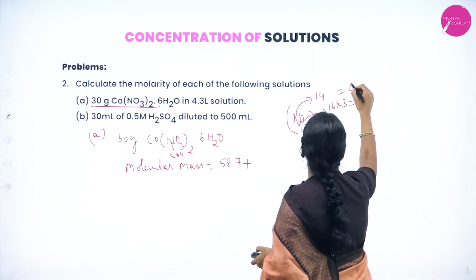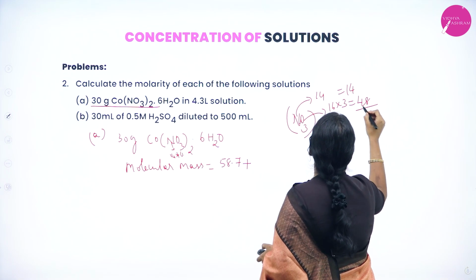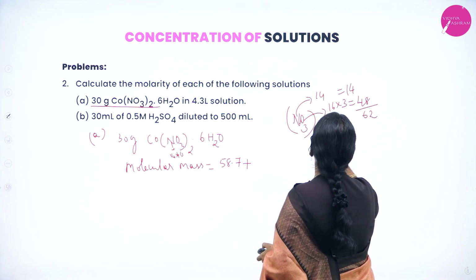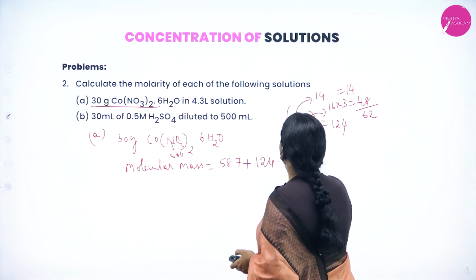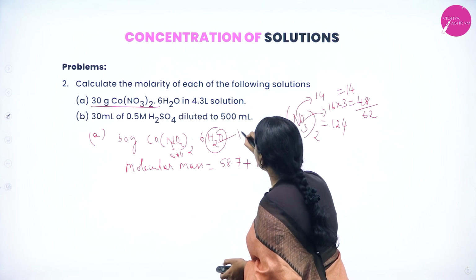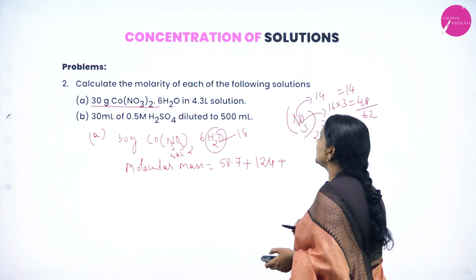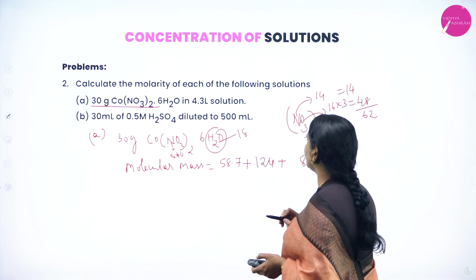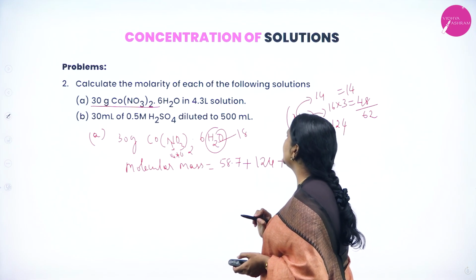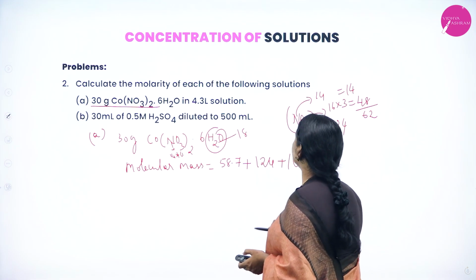48 plus 14 is 62. 62 twos are 124. As you know, water is 18. 18 sixes are 108.